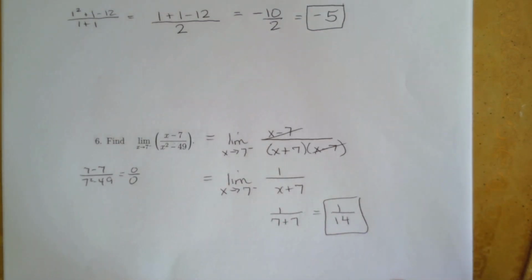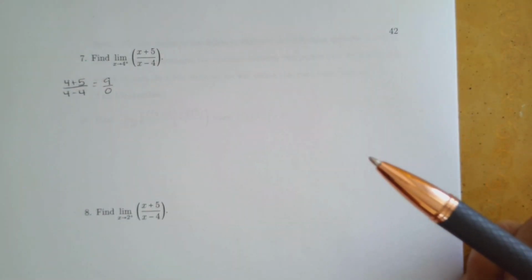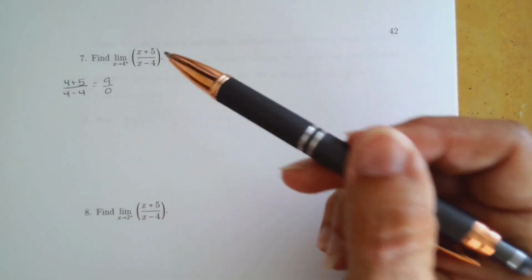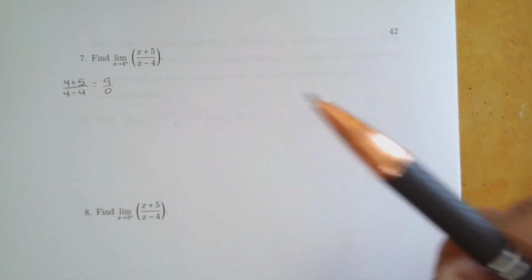All right. Well, let's try number 7. The limit as x approaches 4 from the right for x plus 5 over x minus 4. So plug in 4. So 4 plus 5 over 4 minus 4. So this time we finally get something different. We get 9 over 0. All right, so remember what that means. It means this is either going to positive or negative infinity, which means the limit does not exist.